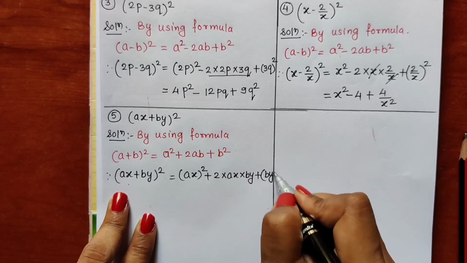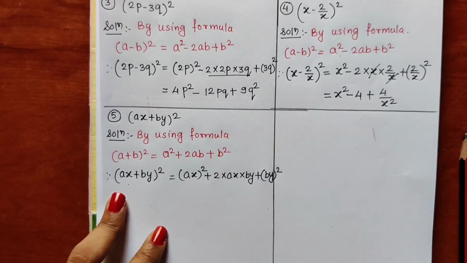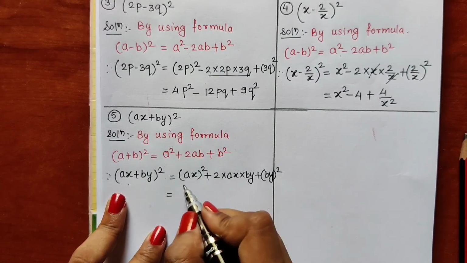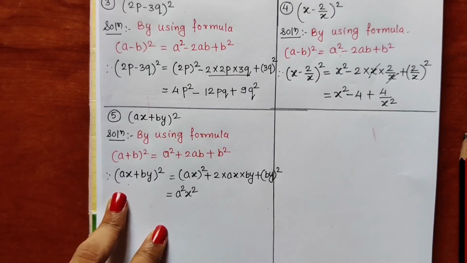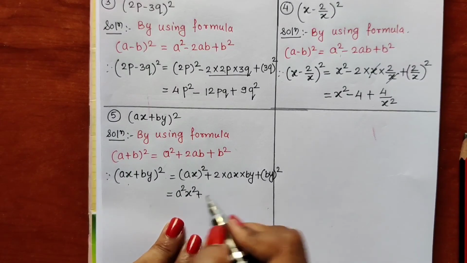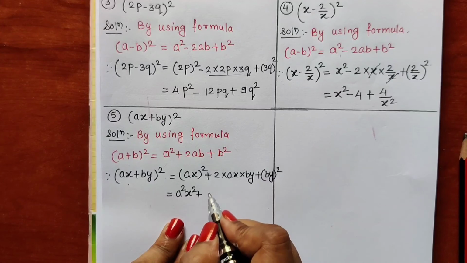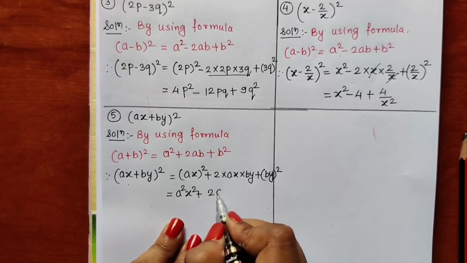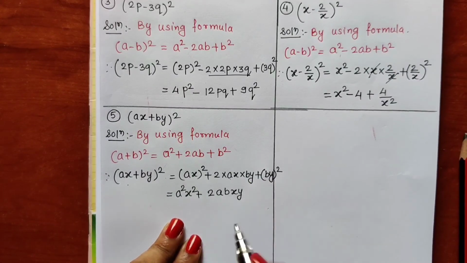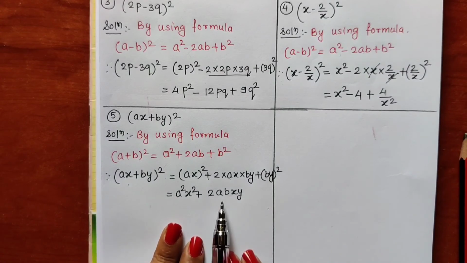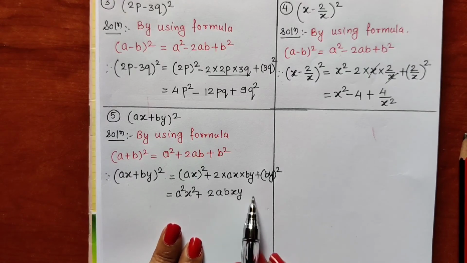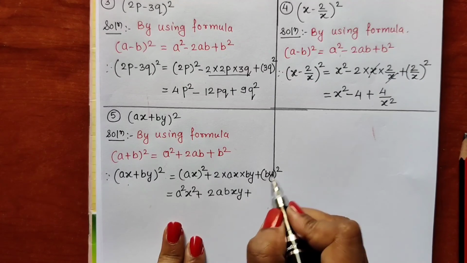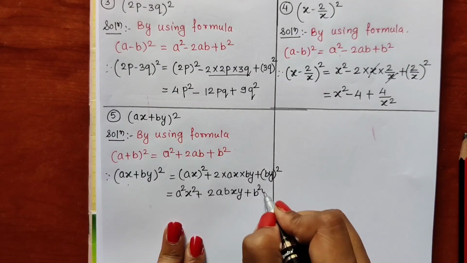Okay, now (ax) square, square of a is a square, square of x is x square. In this way we have to write. Then 2 into ax into by, so 2ab xy, right, in the order of alphabet. In alphabet a comes first, then b, then x and then y, so we have to write in the order of alphabet. So 2ab xy plus (by) square, that means b square and y square.